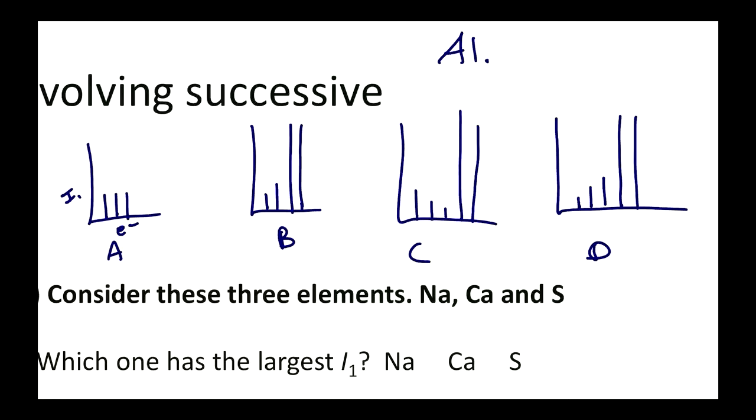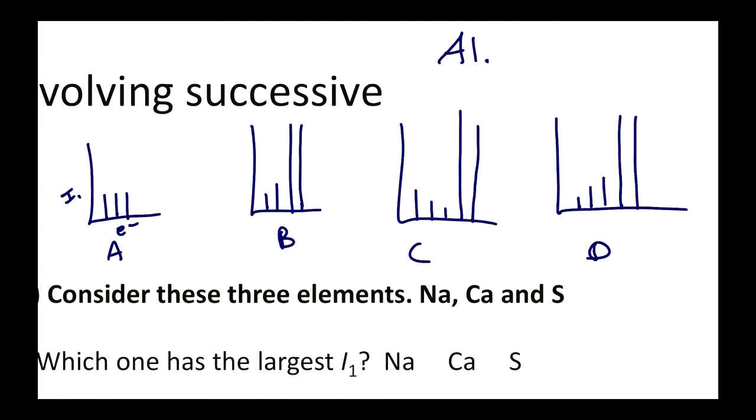D, yes, D. What's the thing that you're looking for here in D? You're looking for three small lines or small energies and then a big jump. Where does that 3 come from? Why is 3 relevant here? 3 valence electrons, it's in group 3A. Well, what about C? C has 3 short lines and then the 4th and 5th are tall. Why not that one?